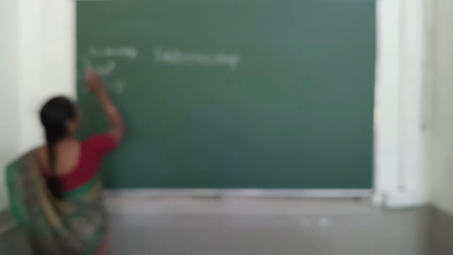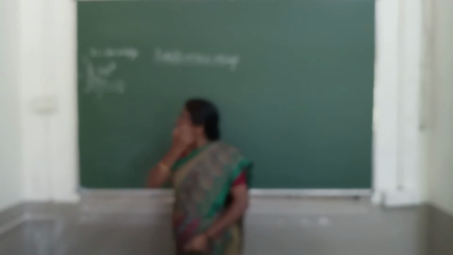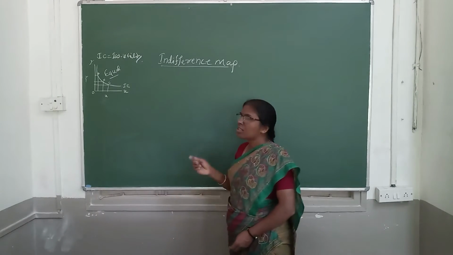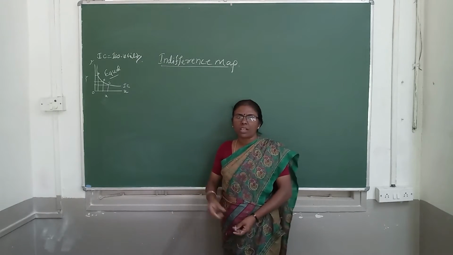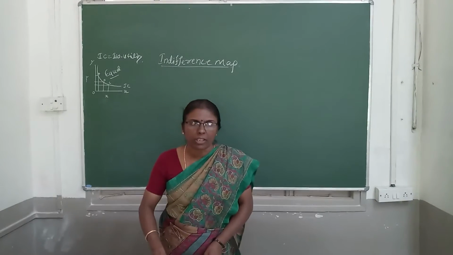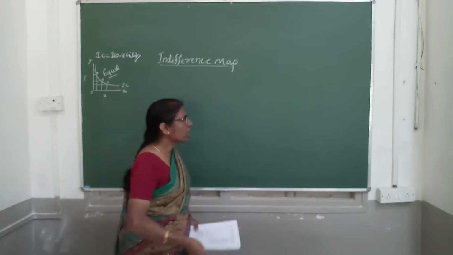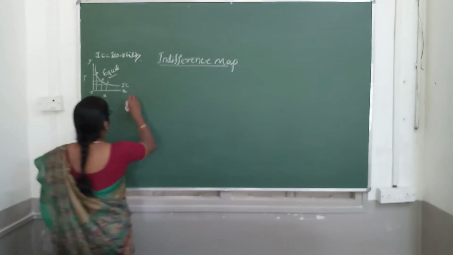What do you mean by indifference map? This concept is clear: an indifference curve, curve meaning a single one. So what does it mean? An indifference map is nothing but a group or set of indifference curves of two commodities which the consumer consumes. So I will write it. It is very easy to understand.